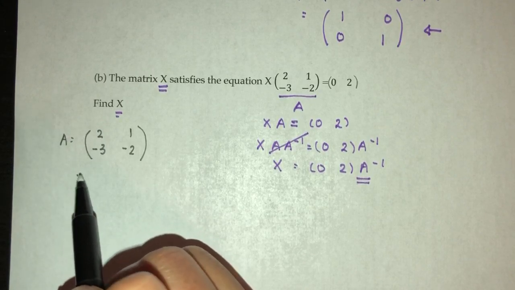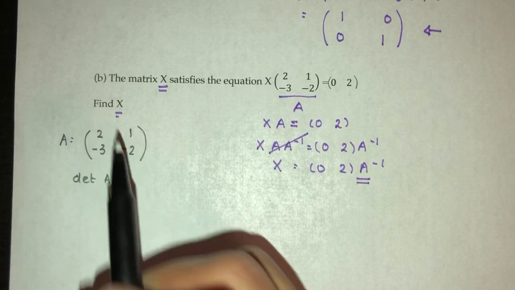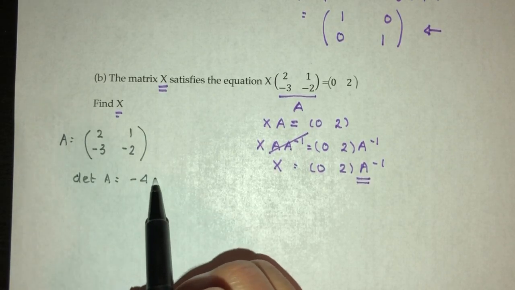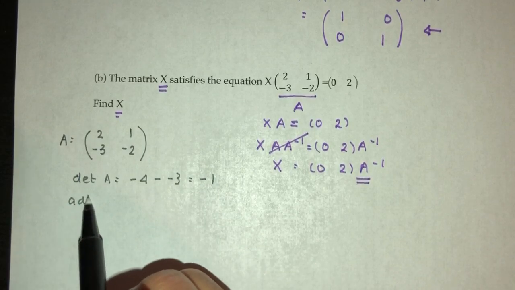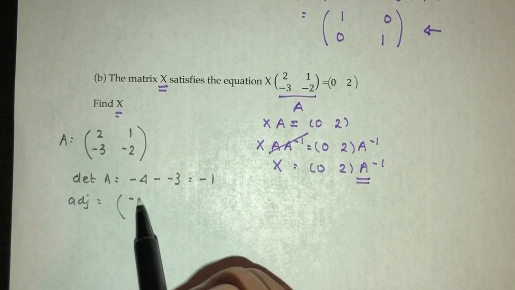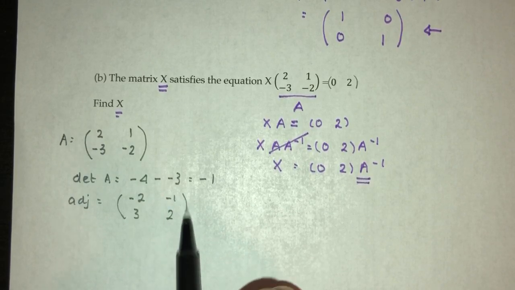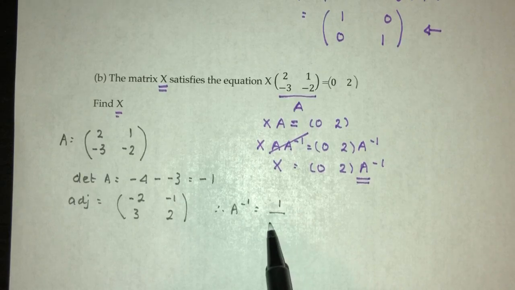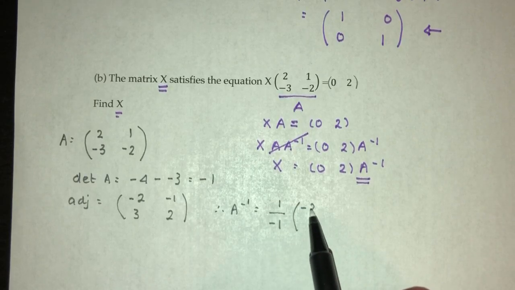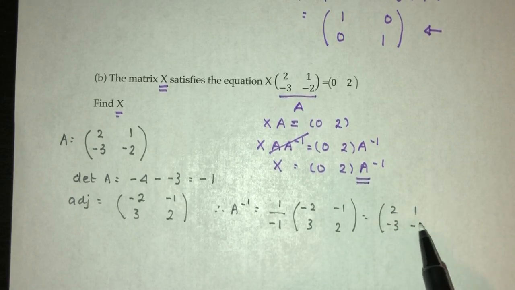So first we can find the determinant of A. That will be cross multiply: minus 4 minus minus 3. That will become minus 1. And the adjoint matrix will be minus 2, 3, minus 1, 2 arranged appropriately. So from here, A inverse is 1 over the determinant times the adjoint matrix. That will give you 2, minus 3, 1, minus 2.